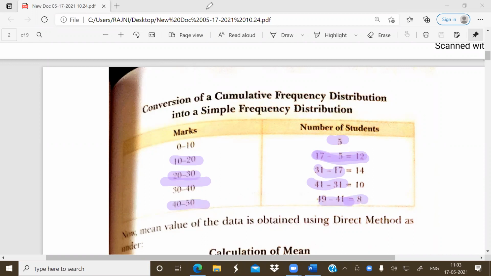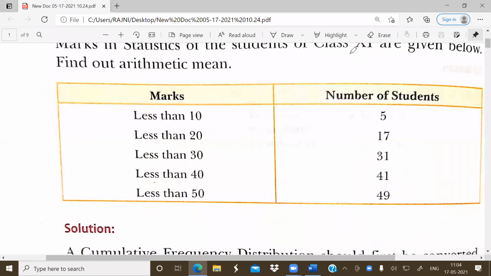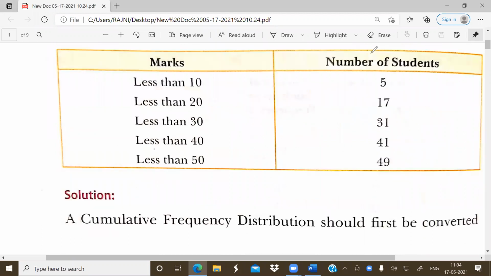It means in order to calculate the simple frequency of the class interval, we will simply deduct the lower limit from the upper limit. Here the first value is the same in the first class interval. Then 17 minus 5, 12. Then 31 minus 17, it's 14. Then 41 minus 31, 10. 49 minus 41, it's 8. 5, 12, 14, 10 and 8 will be the original frequencies.